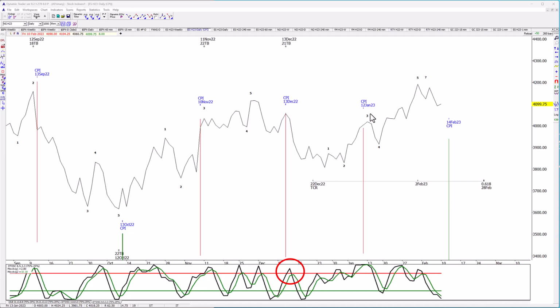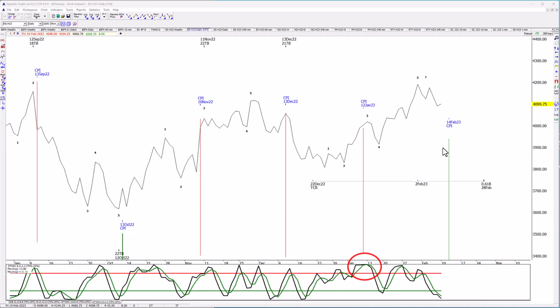And then how about the January report on January 12th? Well, on January 12th, the daily momentum cycle was clearly overbought. It had been overbought actually for a couple of days. So the day after that report was a short-term high, but only a short-term high lasting just a few days.